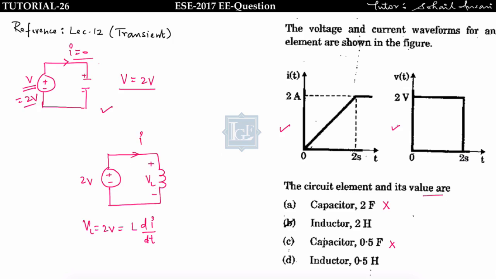So what is the change in current? See here, the change in current is 2 ampere. So we can write L times di, which is 2, over dt, which is 2 second. 2 upon 2 is equal to the voltage across the inductor, that is 2 volt. So L is equal to 2 Henry. So the element is an inductor whose value is 2 Henry. So option B is correct. This concept has been discussed in lecture number 12. If you have seen this lecture, then you can easily solve this kind of problem.